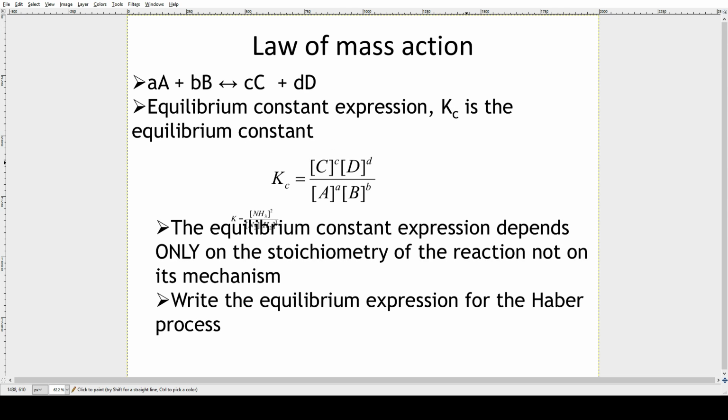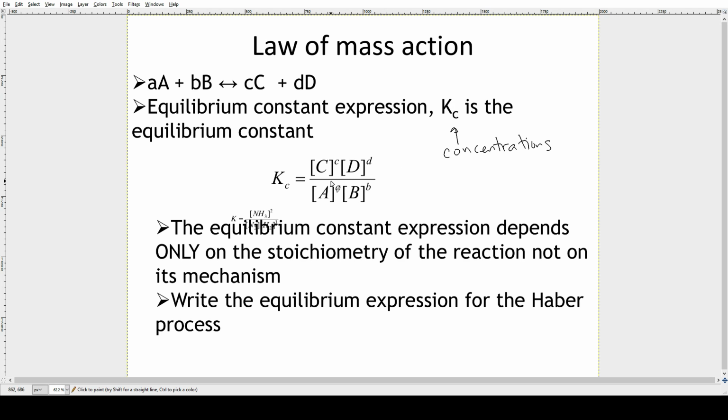So here's something called the law of mass action. Here's our generic chemical equation. And we're going to use the equilibrium constant expression, Kc. When it has the letter C like that, all it means is we are basing our equilibrium constant off of concentrations. We don't always base it off of concentrations, but if it has the letter C, then it is.